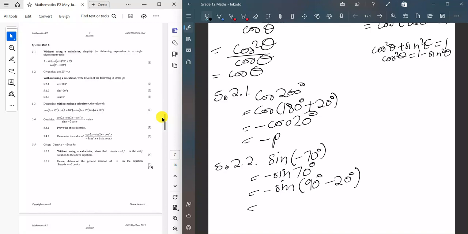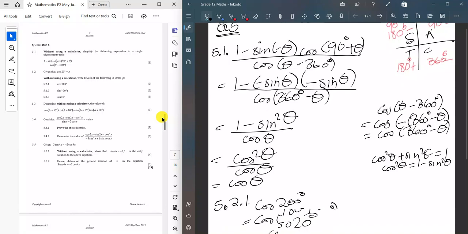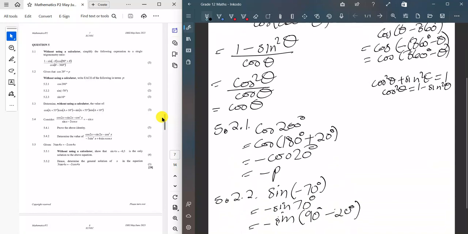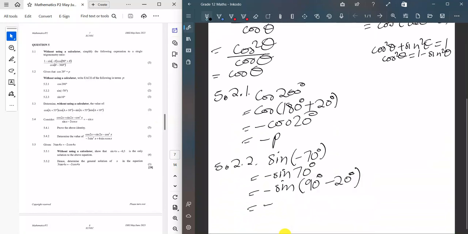Now, sine in the 90 minus. Remember, 90 minus is the first quadrant. It's positive, right? Cool. It's positive, so this means the negative remains as it is. But now, because this is 90, sine must change to cosine. So it will become negative cos 20 degrees. Now, we just calculated this. It is negative p, isn't it?